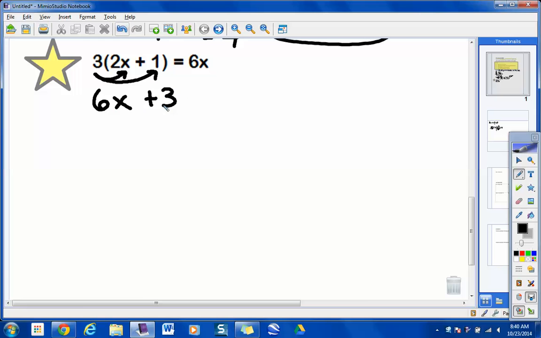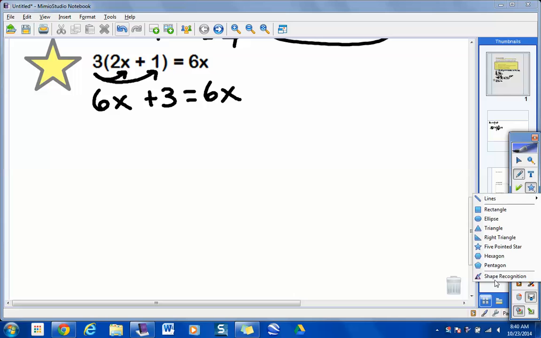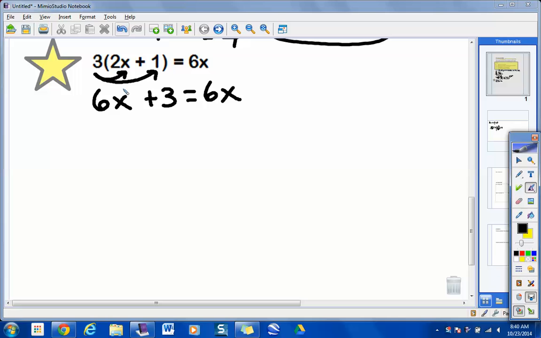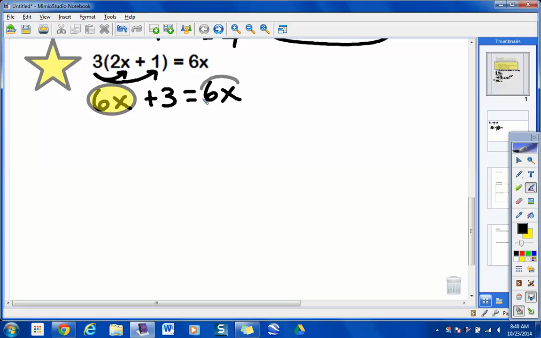What's that going to equal on the right? Equals 6x. Okay, now watch what I do here, gang. I'm going to circle my variable on the left, variable on the right. I told you it's good when the coefficients of the variables are different. But what's alerting you right here now?